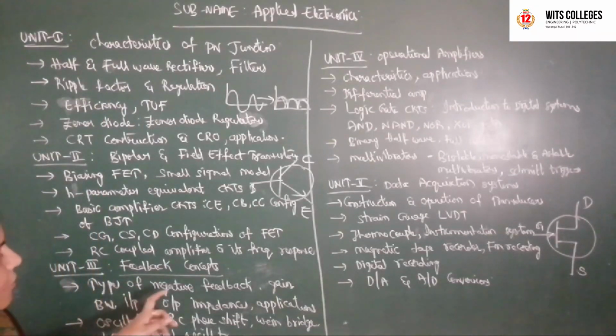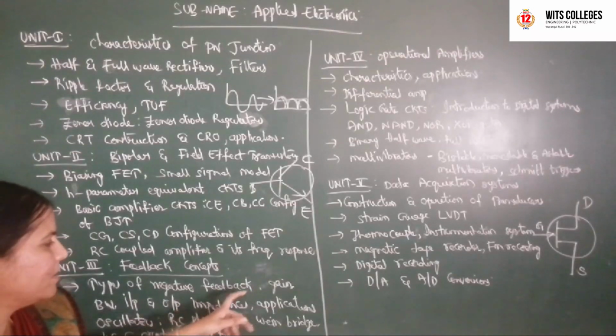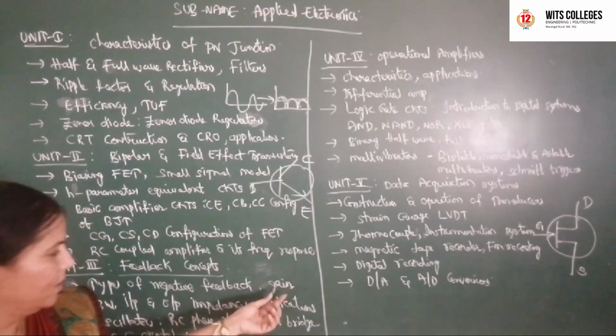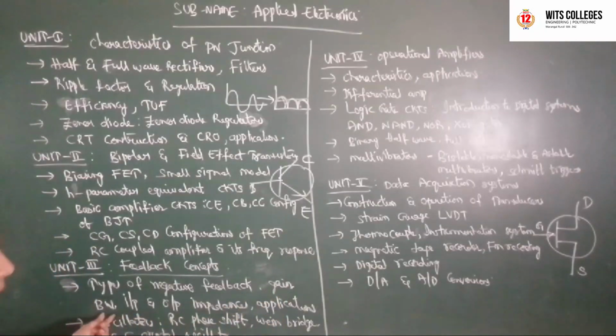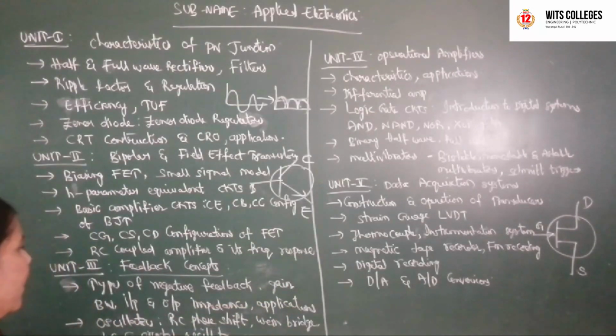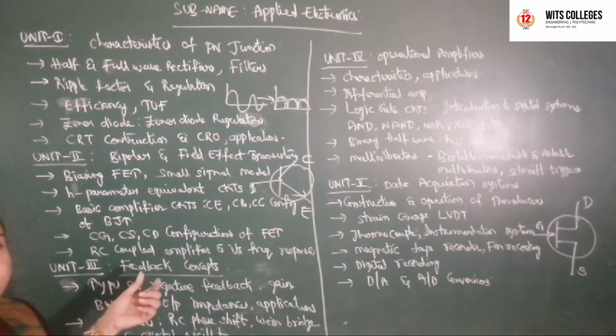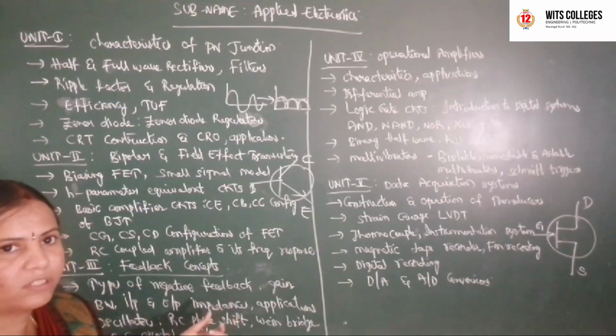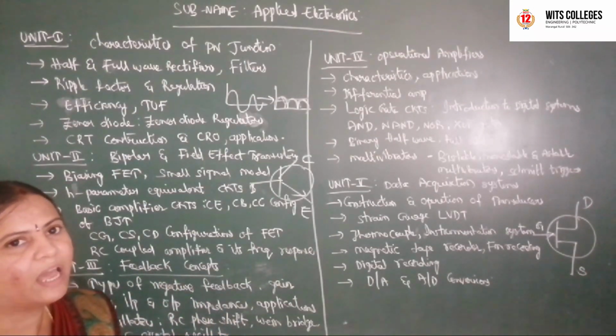Now what are the types of negative feedback circuits? Negative feedbacks, and what are the expressions for gain, bandwidth, input and output impedance, and what are the applications of the negative feedback amplifiers. And next, coming to the oscillators. Negative feedback amplifiers ni oscillators lo use chestaru. Like that, positive feedbacks are used in amplifiers.